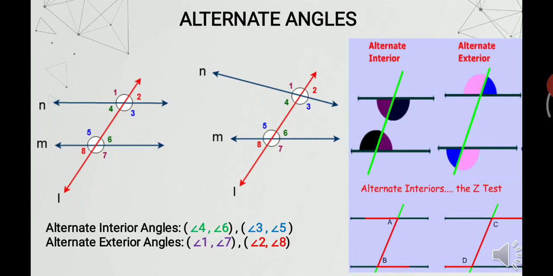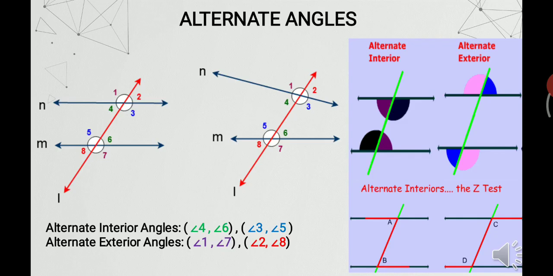Alternate angles are angles which are on either side of the transversal, or you can say which are on the opposite side of a transversal. For example, in the following figures you can see some angles are on the left hand side of the transversal and some angles are on the right hand side of the transversal, so they are alternate to each other.